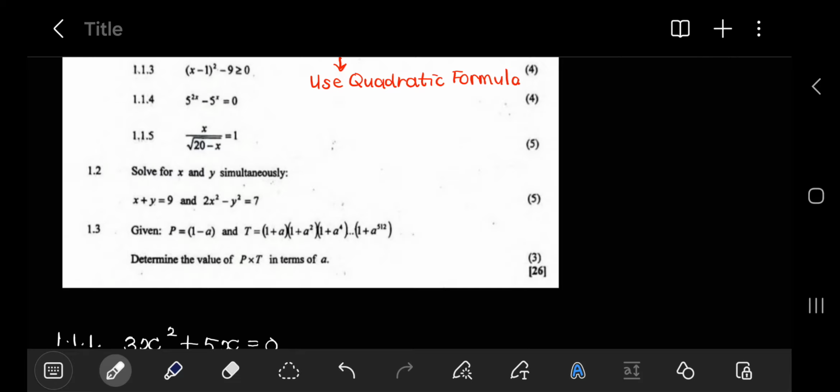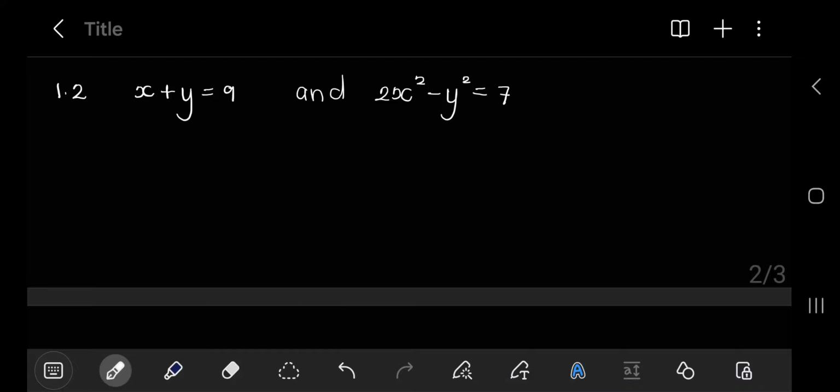Now for 1.2, we need to solve for x and y simultaneously. So x plus y is equal to 9. And 2x squared minus y squared is equal to 7. So here's what we have to start off with. And when you look at your first equation, you realize that it's quite simple for you to make either x the subject or y the subject. So it's entirely up to you.